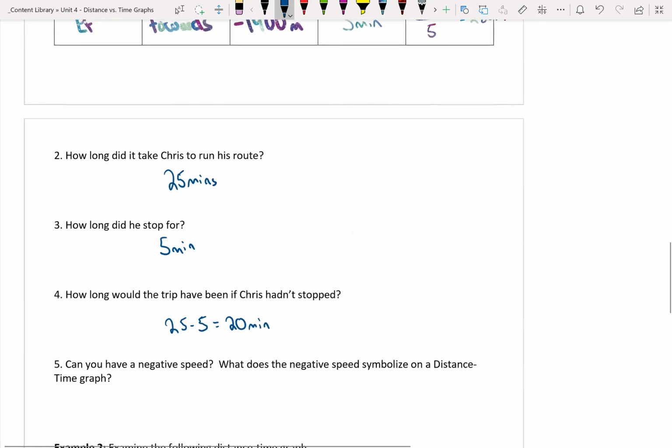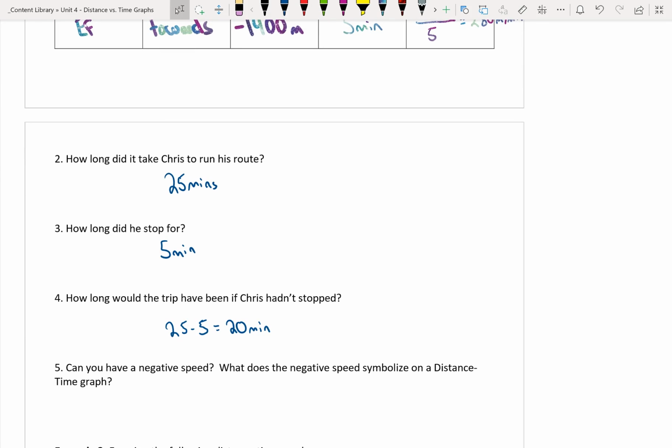Number 5, can we have a negative speed? What does the negative speed symbolize on a distance time graph? Well, we can't have a negative speed. If you look at a car speedometer again, you're not going to see negative kilometers per hour on there. It goes from 0 to say 300 or 200 kilometers an hour. You're not going to see the negative on there. So you can't have a negative speed.